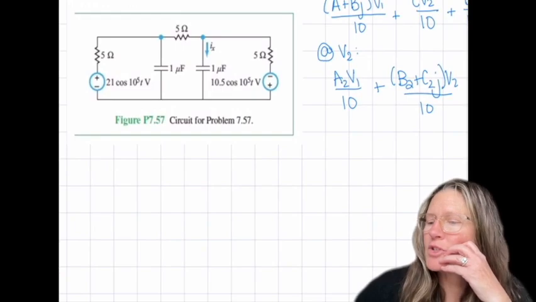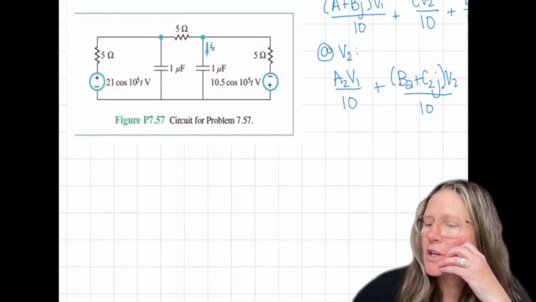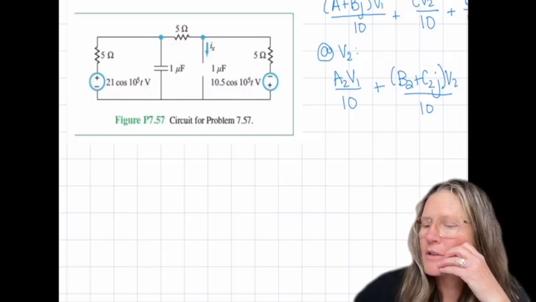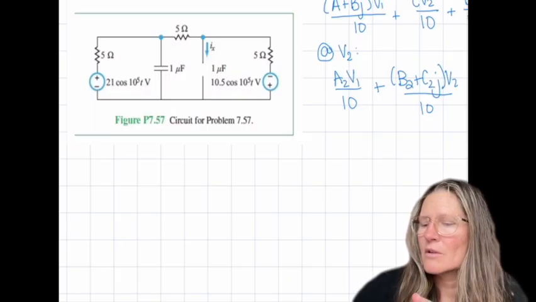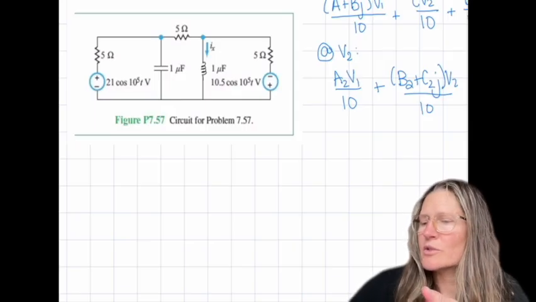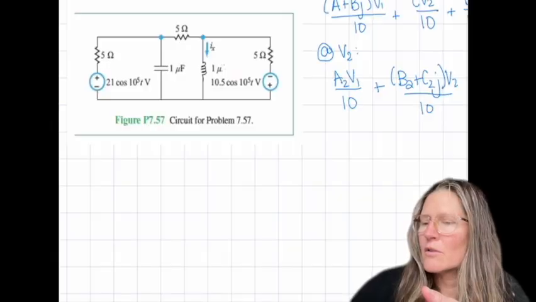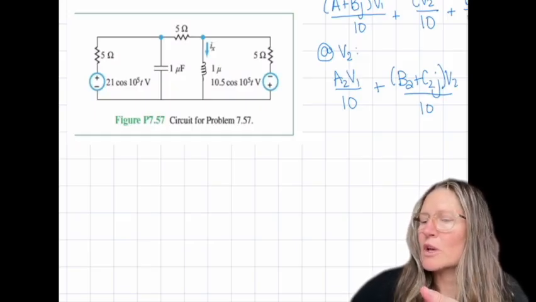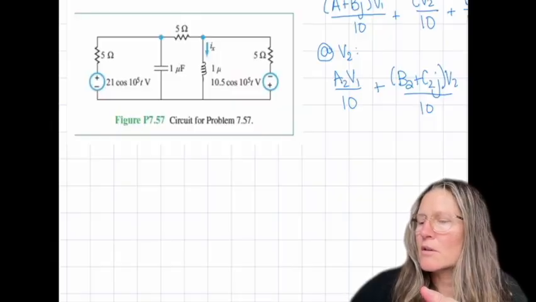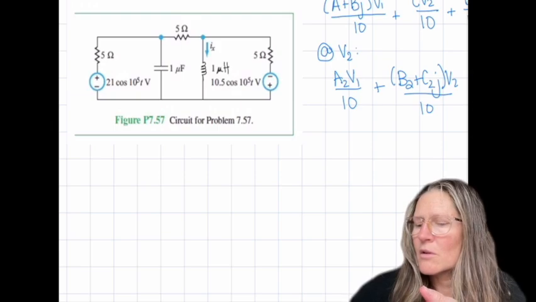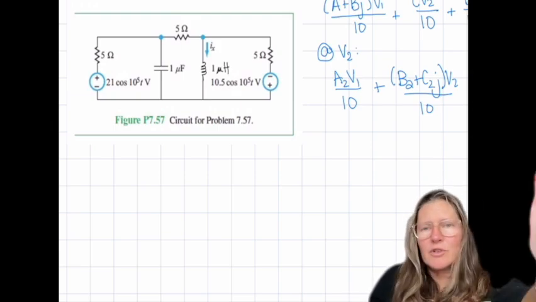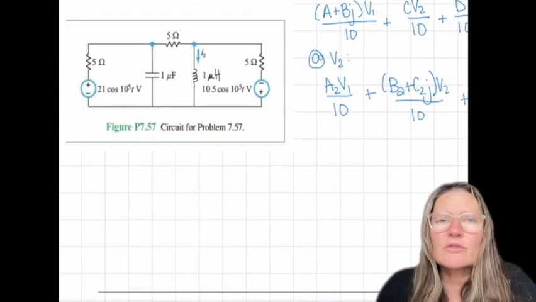So let me change this problem slightly and make this an inductor. I'm going to do 1 microhenry instead. We're changing this to an inductor just to get practice in converting and then writing the node voltage equations correctly.